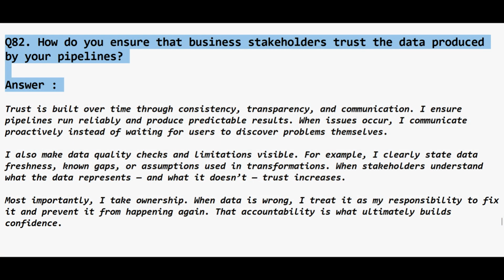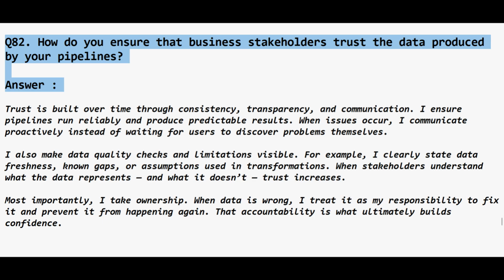Question 82. How do you ensure that business stakeholders trust the data produced by your pipelines? Answer. Trust is built over time through consistency, transparency, and communication. I ensure pipelines run reliably and produce predictable results. When issues occur, I communicate proactively instead of waiting for users to discover problems themselves. I also make data quality checks and limitations visible. For example, I clearly state data freshness, known gaps, or assumptions used in transformations.